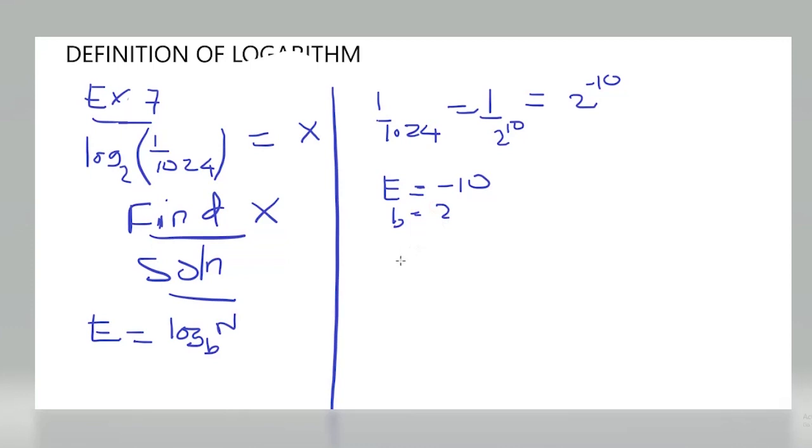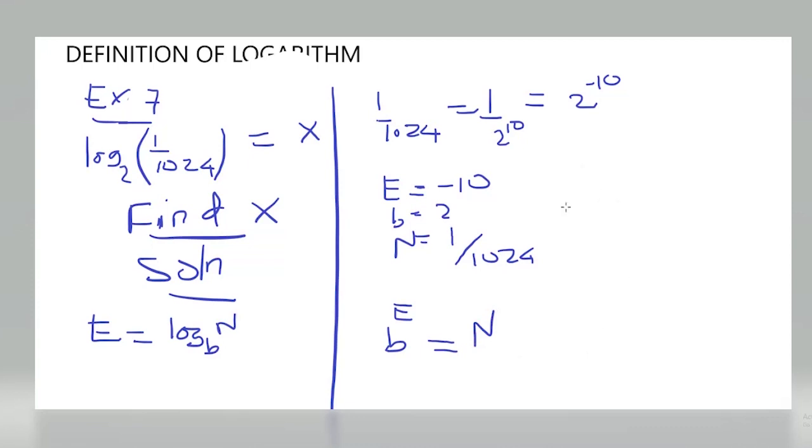Okay, the number I already have is 1 over 1024. Now remember, on writing the general formula of obtaining the expression from the logarithmic form, this equal sign should be below, on the same level as b. Now b exponent is equal to number.